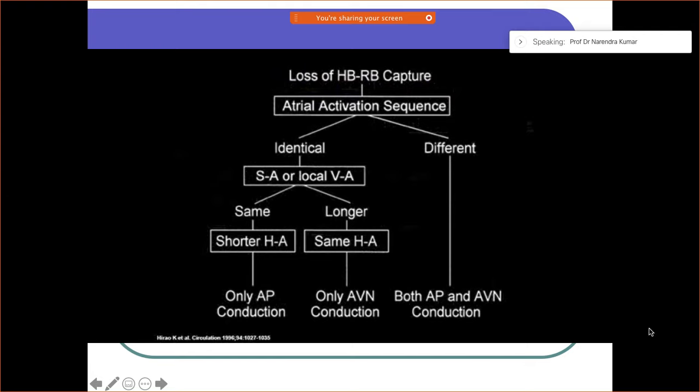This was a beautiful paper from Hirao K. It came into circulation, and I would really like you all to go through it in detail. As I already said, first of all, look for the loss of His bundle to right bundle capture. Then look at the atrial activation sequence. If it is different, both the accessory pathway and AV nodal conduction are present. However, if it is identical, look at the septal A or the local VA intervals. If it is the same and there is a shorter HA, only accessory pathway. If it is the same HA, only AV nodal conduction. I hope it is clear.